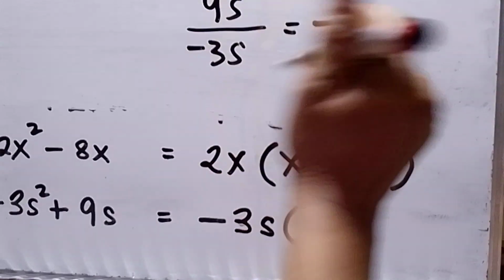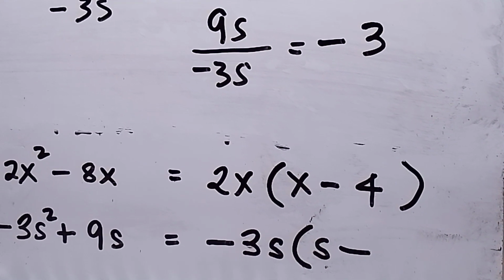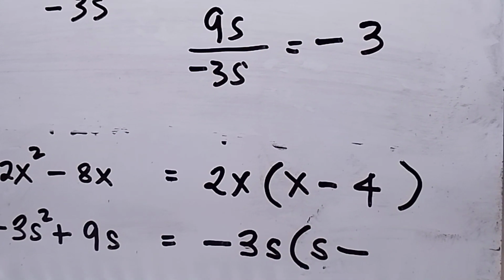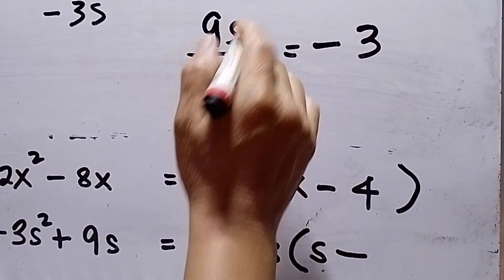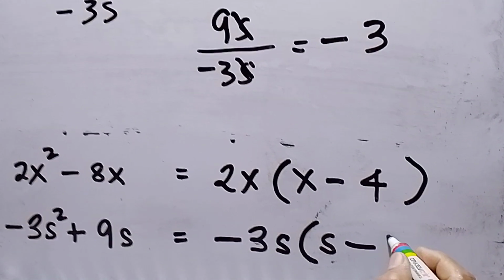So 9 divided by 3 is 3. Since the variable is the same with the numerator and denominator and the same also with their exponent, so this will be crossed out, meaning that's 1. So this one is 3.